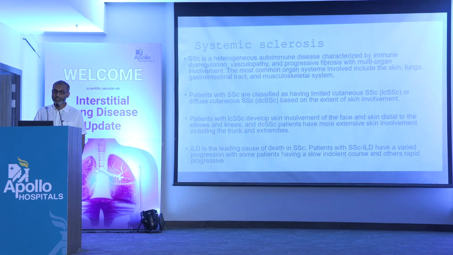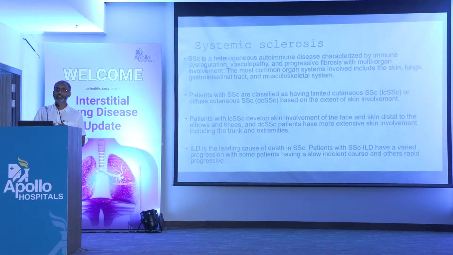Now, scleroderma is a heterogeneous autoimmune inflammatory disease which causes immune dysregulation, vasculopathy, and progressive fibrosis, and it involves multiple organs. The common organs involved in scleroderma are skin, GI tract, lung, and musculoskeletal system. Patients with scleroderma can be classified depending upon the skin involvement, either into limited or into diffuse cutaneous scleroderma.